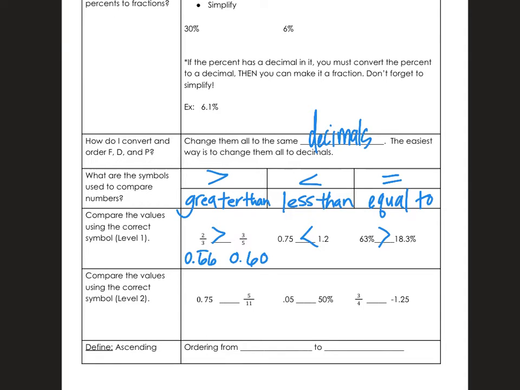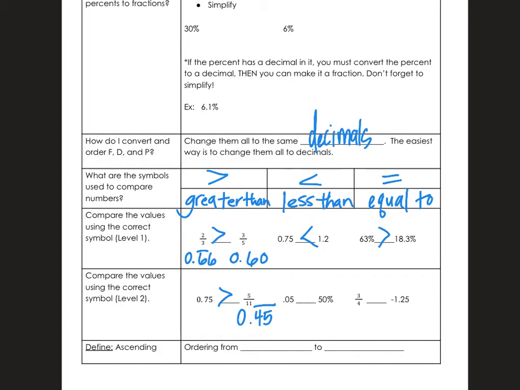This next part is a level 2 question, and we have a mix of decimals and fractions. So we need to convert them all to decimals. Type 5 divided by 11 in the calculator, and when you do, you get 0.45 repeating. And when we compare it to 0.75, that is a greater value.